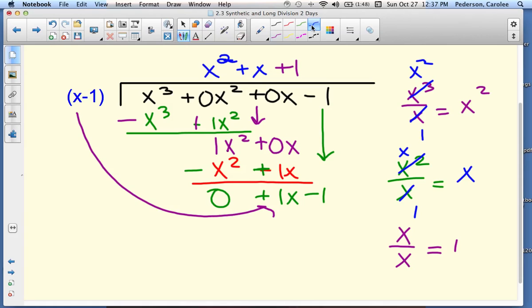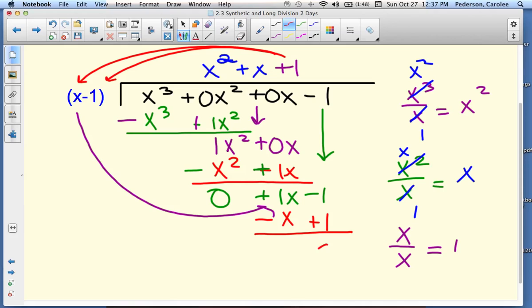Now we multiply. 1 times negative 1 is negative 1. 1 times x is x. Subtract, change the signs, and we end up with 0. So the remainder is 0.